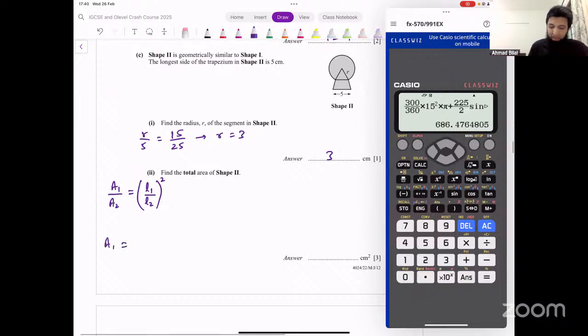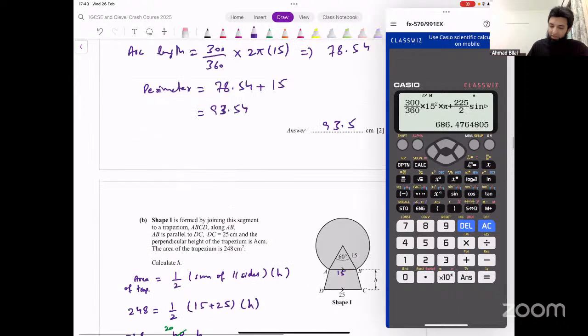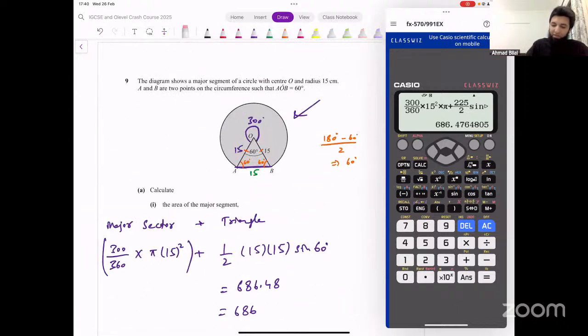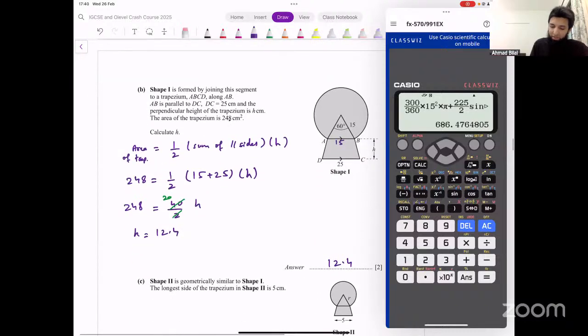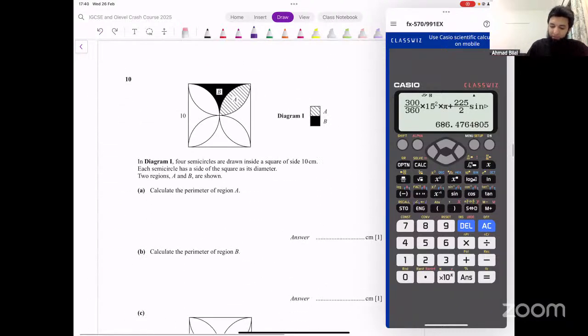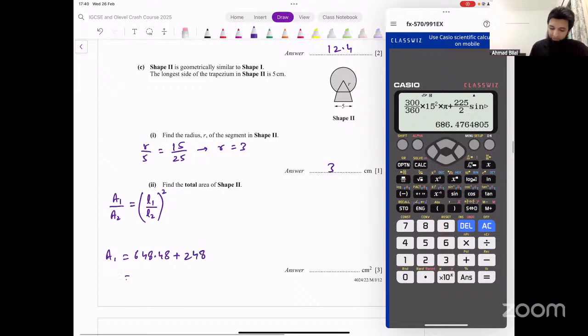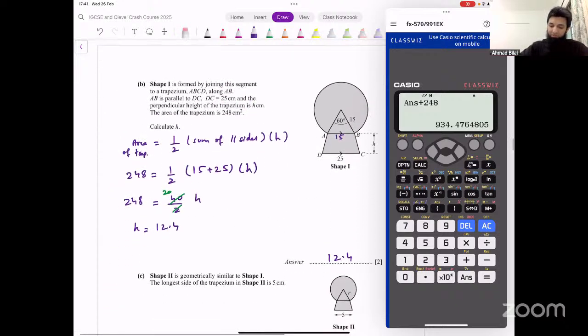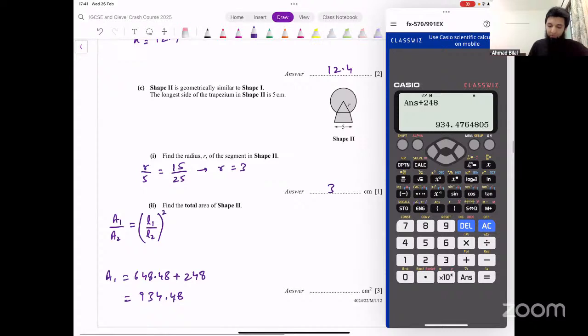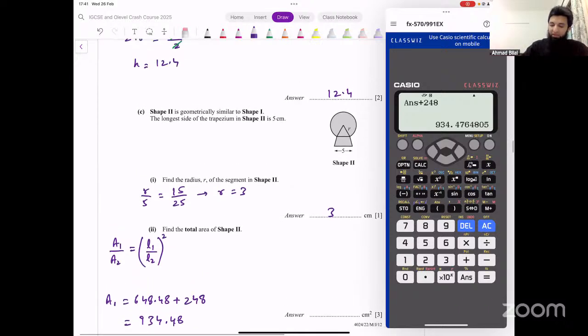One area, the area of that first figure, we can say that is 686.48. That was the area that we got for that major segment, plus the area of this trapezium, that was 248. So area of that complete first shape, that was 934.48. Area of that complete first shape. All right. Now, do we have the ratio of their lengths?